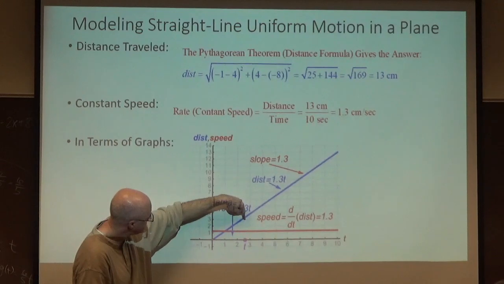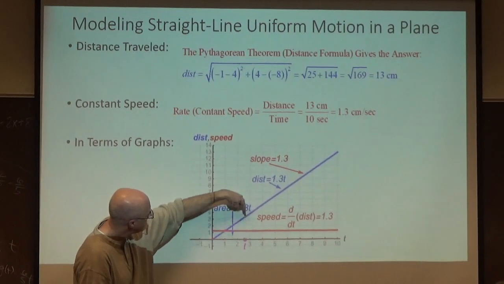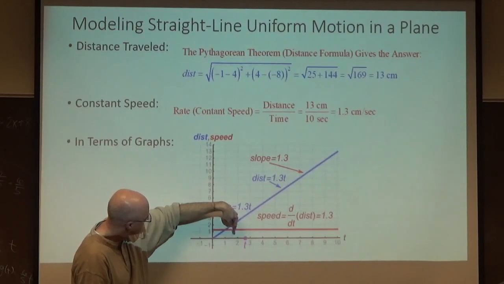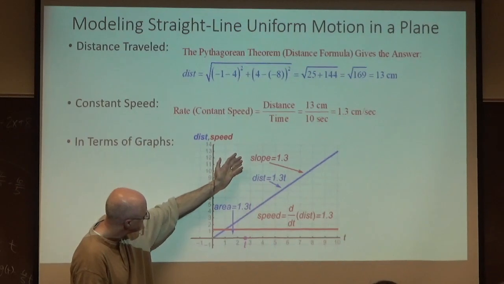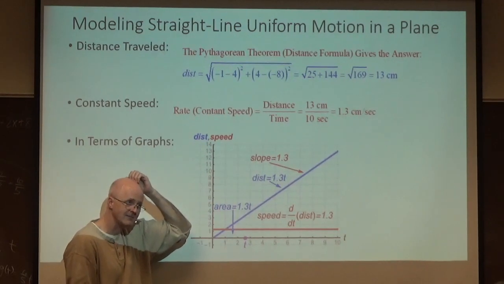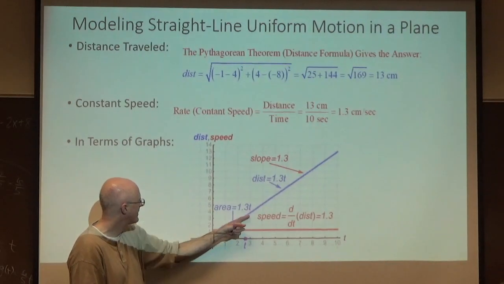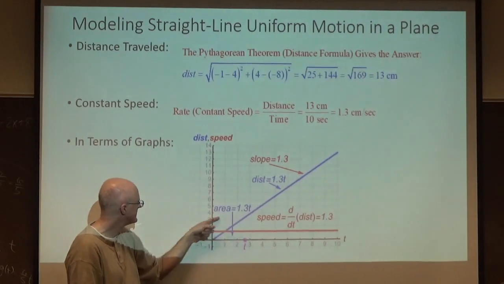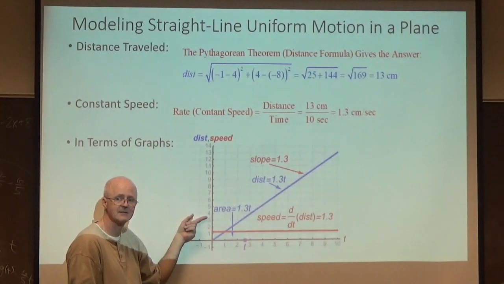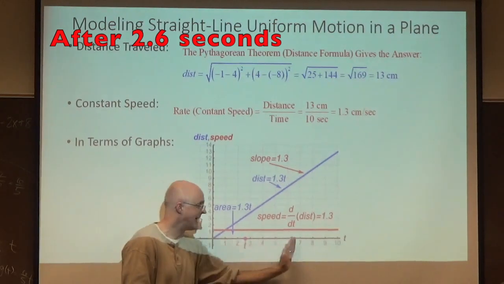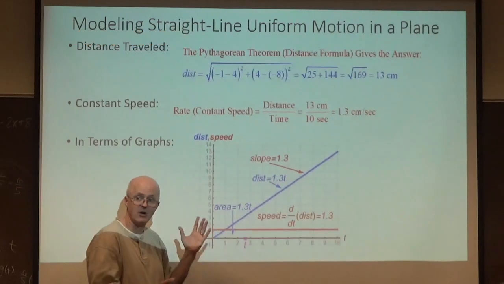Because at this particular value of t, say 2.6, the speed is 1.3, and the area under this red graph, which is the same as the value of the blue graph, is 1.3 times 2.6. What would that be? 1.3 times 2.6 is 3.38. Seems reasonable. 3.38 centimeters traveled after 2.6 seconds. But again, I could have picked anything for t. Just pick t, and the principle still holds.